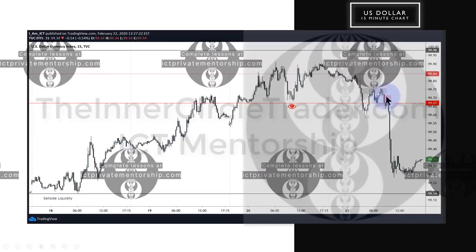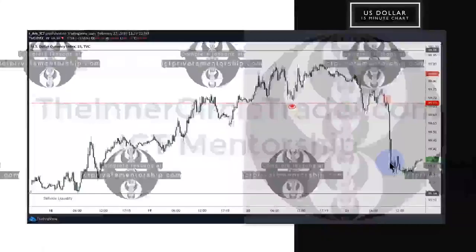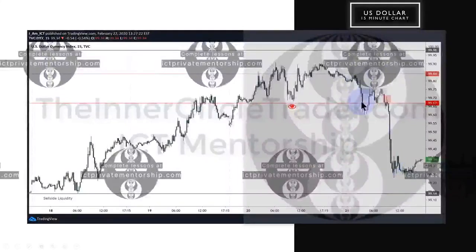Market comes back, rebalances, then boom, explodes. Now think about that. We had an imbalance in the form of a Sibi here, which gets reduced down to this one singular candle. Look how much opportunity it gave you to get short here.